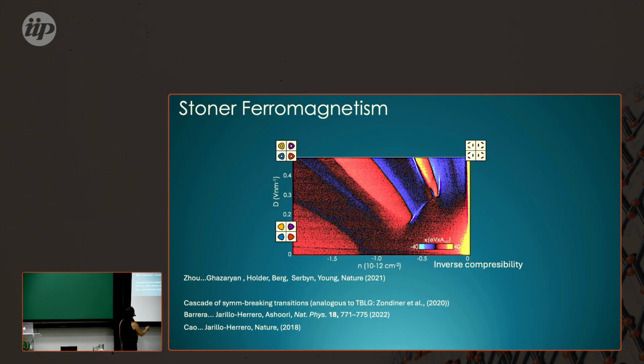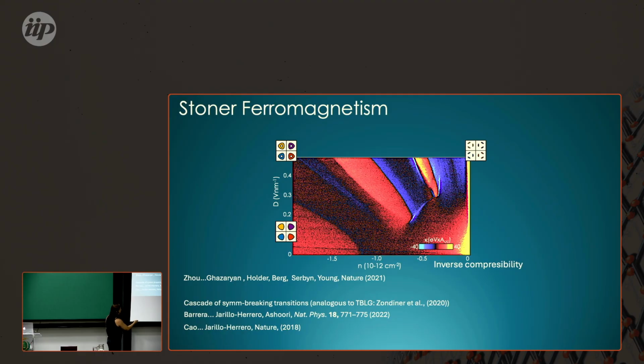Indeed, this is an inverse compressibility measurement that was done by Andrea, and this is the phase diagram that one gets when we bring the Fermi energy into the van Hove singularity. Here you see still the four-fold symmetric single-particle phases: the three pockets that merge into an annulus and then into a simple Fermi surface.